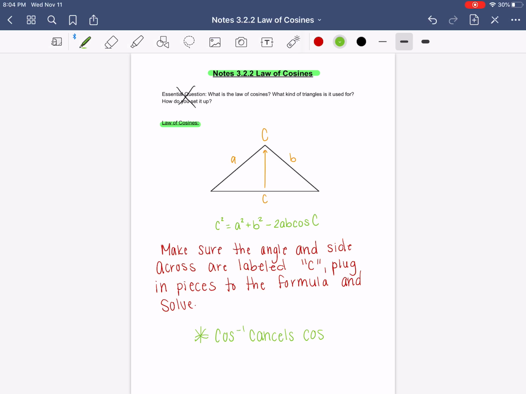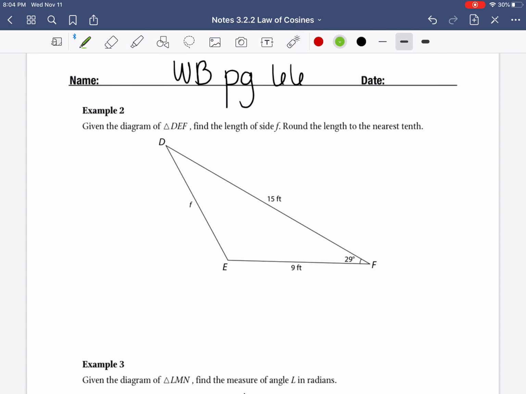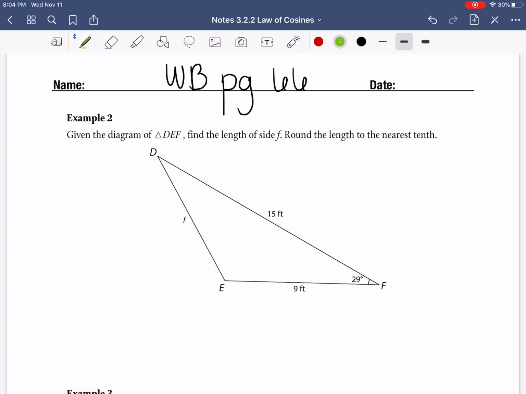We're going to skip example 1 for this lesson because it's just the proof of the Law of Cosines. If you want me to prove it to you, feel free to come to office hours. We can go over it. But we're going to jump right into using it. I already told you guys what it was. We're going to do 3 examples. This is in your workbook on page 66. Our example number 2 says, given the diagram of triangle DEF, find the length of side F. Round your answer to the nearest tenth.